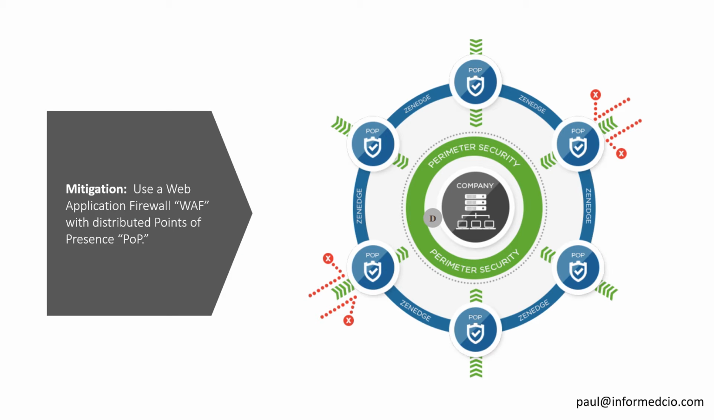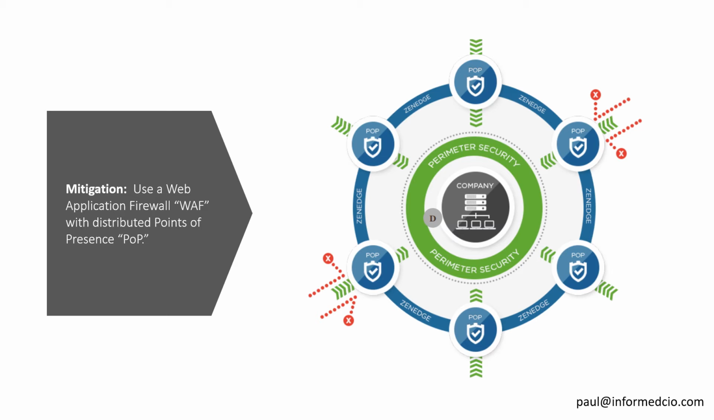So how do we mitigate against a distributed denial of service attack? Well, one of the very best ways is using a web application firewall, also called a WAF, and using one specifically that has distributed points of presence, or POPs. The idea is you have these POPs spread all over the globe, hundreds of them. So whatever system the user is closest to, that's the POP they're going to connect to.